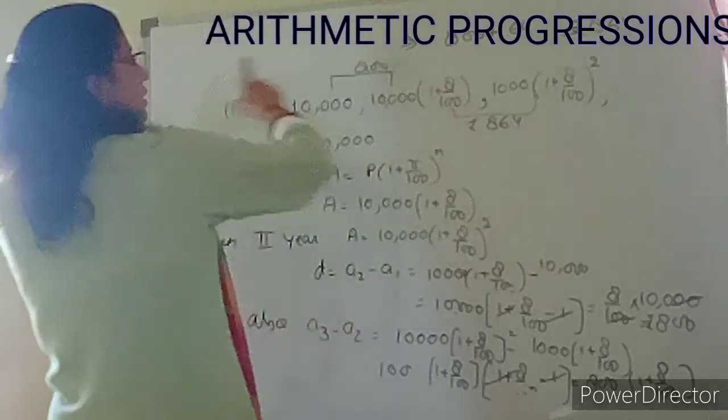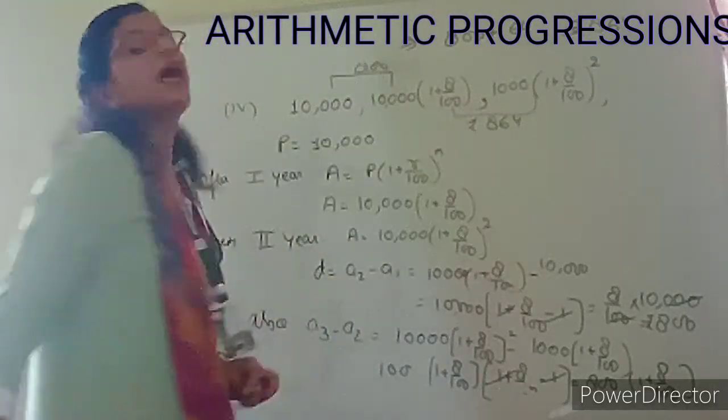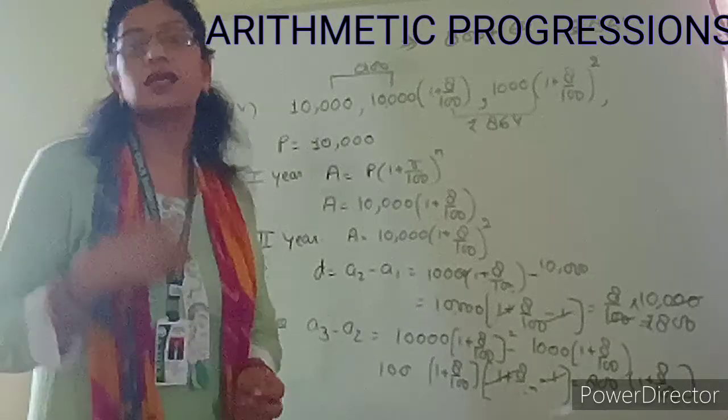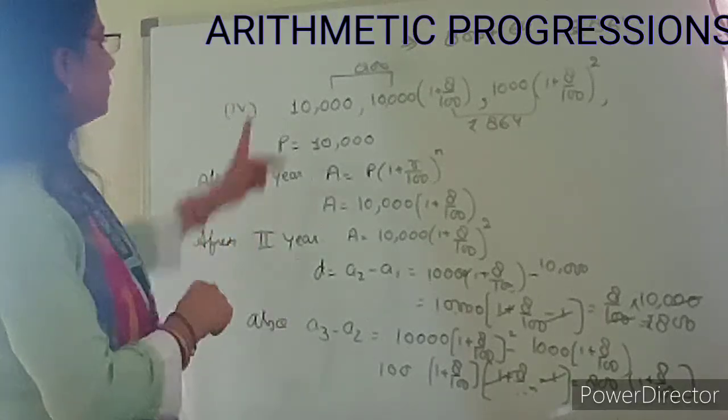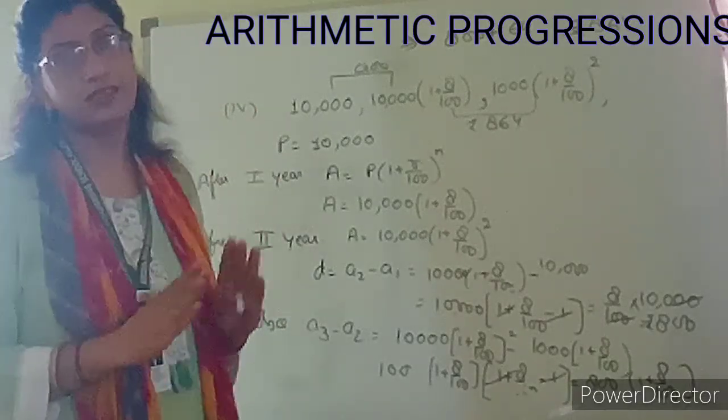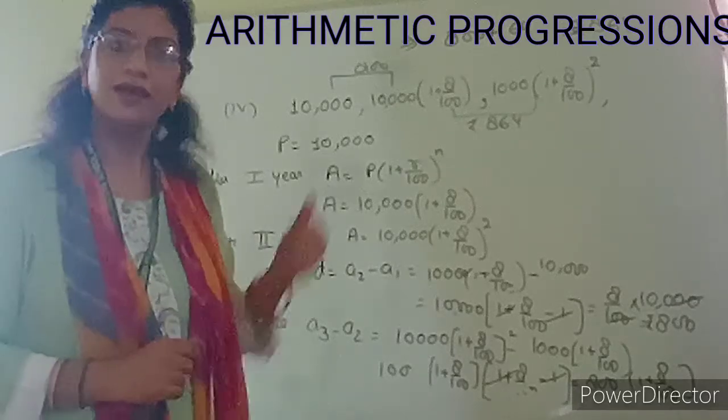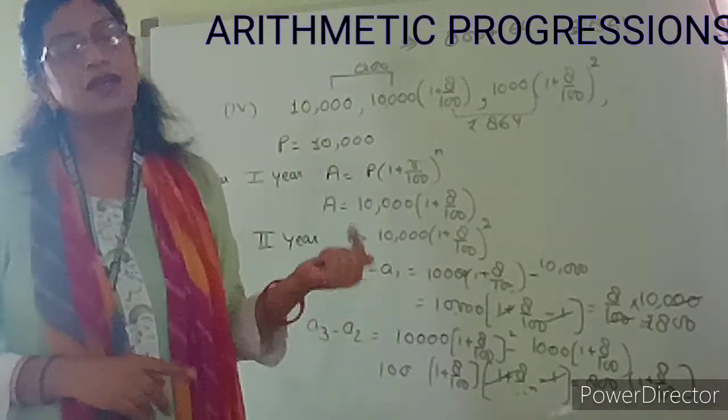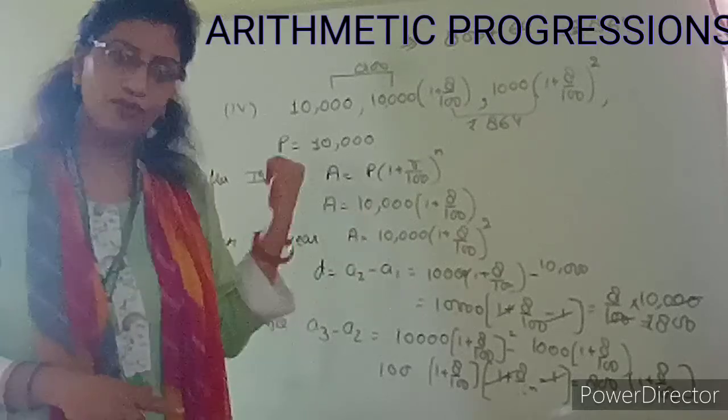So what will you write at the last? Now you will write the statement: as the common difference is not the same, therefore it is not in AP. Okay, your fourth part, it is not in AP. Is this clear? It is easy. If not, revise it again and you can see it again.